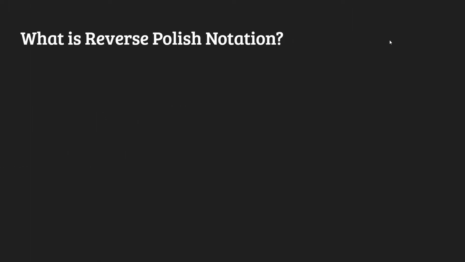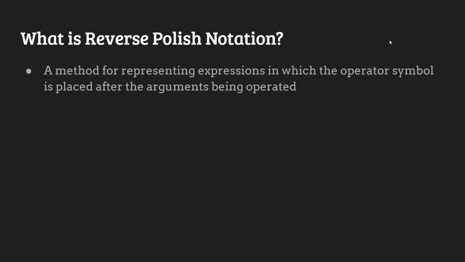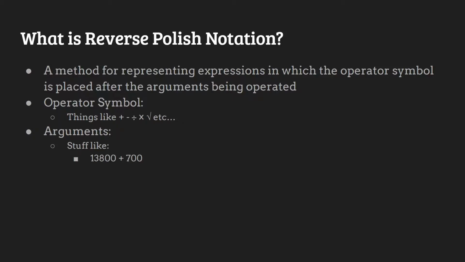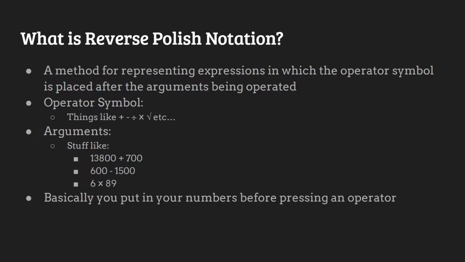So what is reverse Polish notation? It's a method for representing expressions in which the operator symbol is placed after the arguments being operated. An operator symbol is usually plus, minus, division, multiplication, square roots, etc. Arguments can be 13,800 plus 700, 600 minus 1500, or 6 times 89.